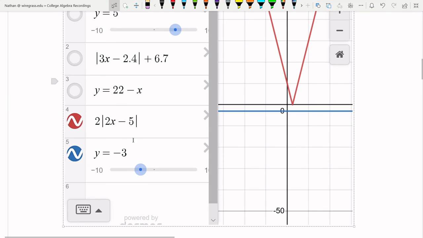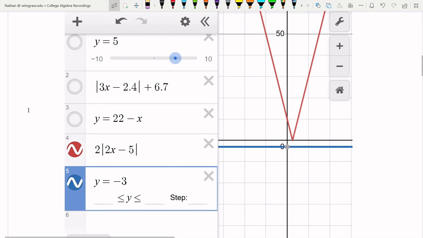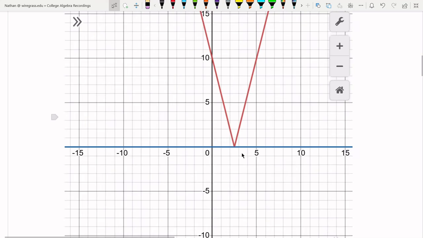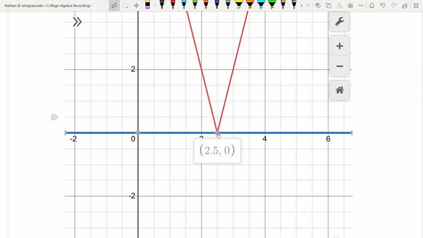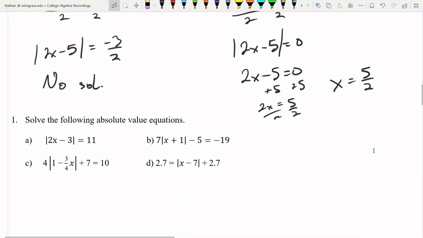Let's graph this one. So this is really the same thing as the previous one, except now we have y equal to 0. I type 0 into there, you're going to see there's only one point of overlap right here at 2.5, which is what we found. Give it a try in number 1.